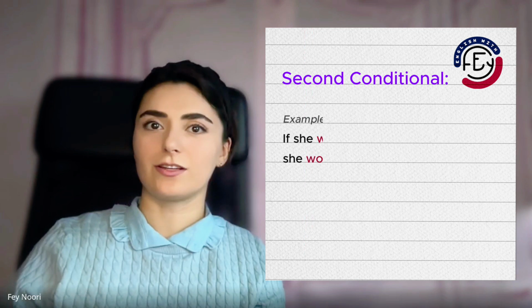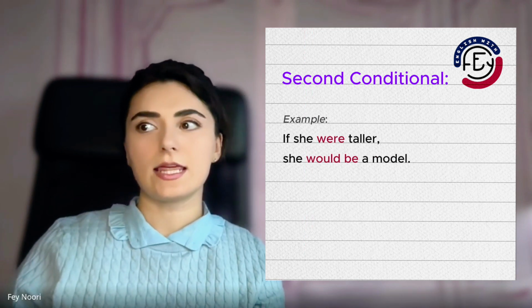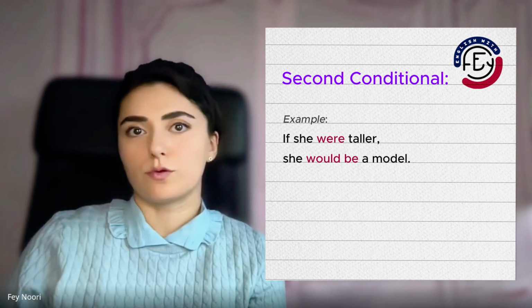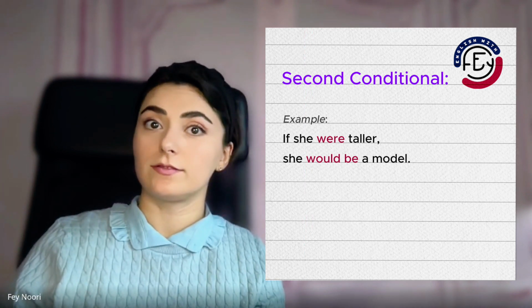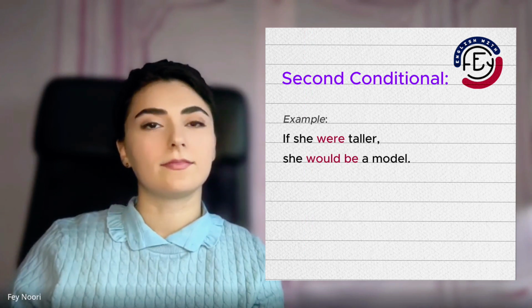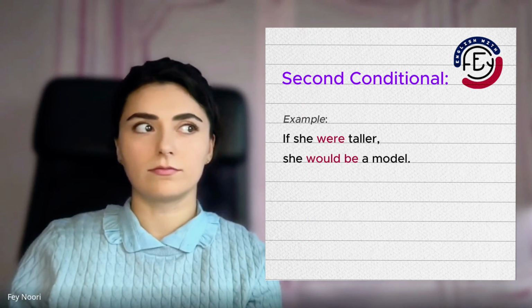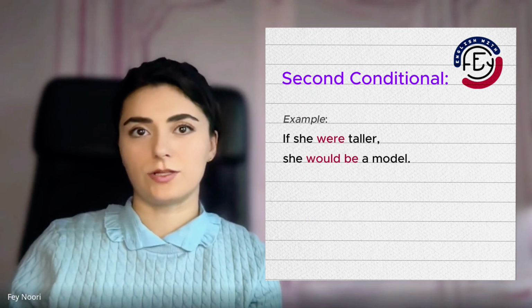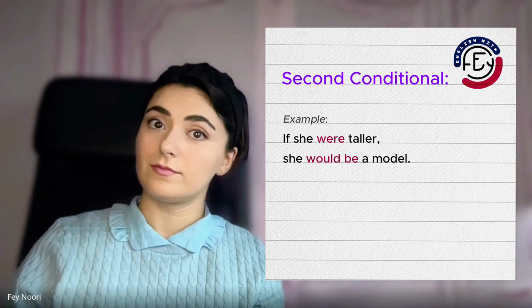If she were taller, she would be a model. Let's say that she is 145 centimeters tall. If she were taller, she would be a model. Is she taller? No, she's not. Is she tall? Probably not. Can she be a model? No, she can't. But if she were, she could.